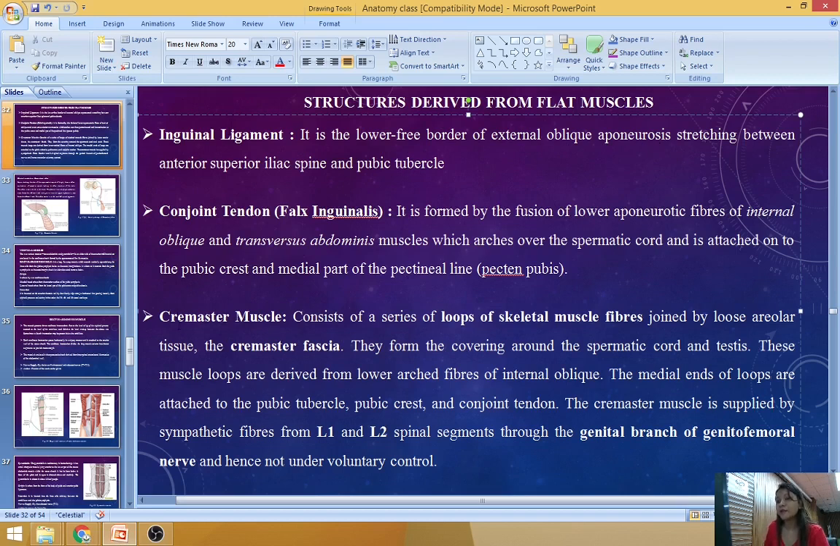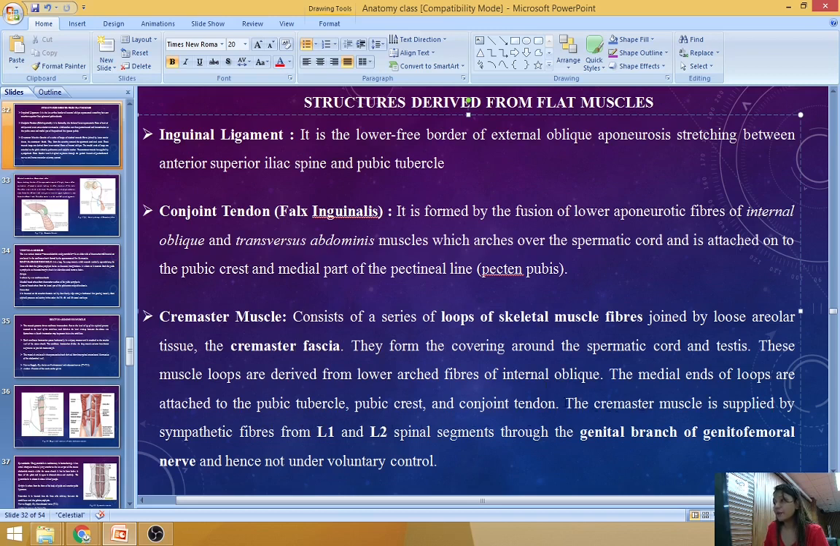Now cremaster muscle is very important because of its clinical importance. We have a clinical test known as the cremasteric reflex. In clinics, when you go to the surgery ward, you might be asked to do the cremasteric reflex. So what is cremaster muscle? It consists of a series of loops of skeletal muscle fibers joined by loose areolar tissue, cremasteric fascia. They form the covering around the spermatic cord and testis. These are derived from lower fibers of internal oblique. The medial ends of the loops are attached to the pubic tubercle, pubic crest and conjoint tendon.